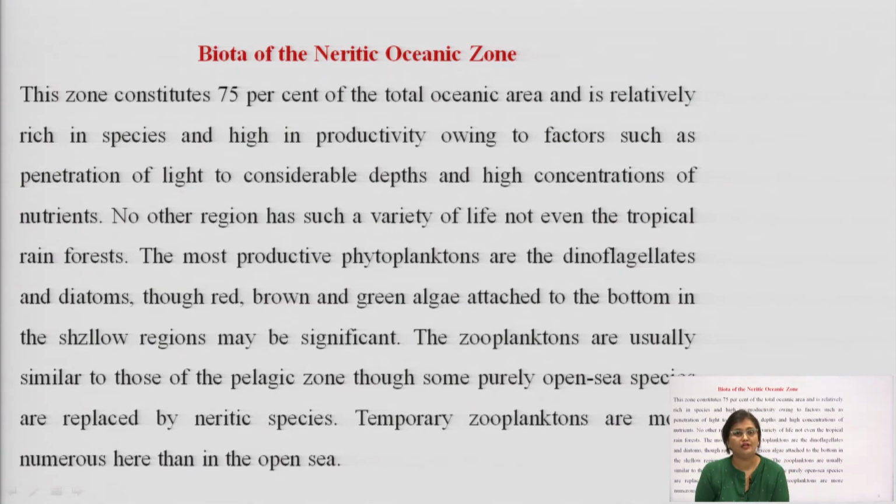The most productive phytoplanktons are the dinoflagellates and diatoms. These are the examples of phytoplanktons which can be seen in the Neritic zone, though red, brown and green algae attached to the bottom in the shallow regions may be significant. The zooplanktons are usually similar to those of the pelagic zones, though some purely open sea species are replaced by Neritic species. Temporary zooplanktons are also much more numerous here than in the open sea.